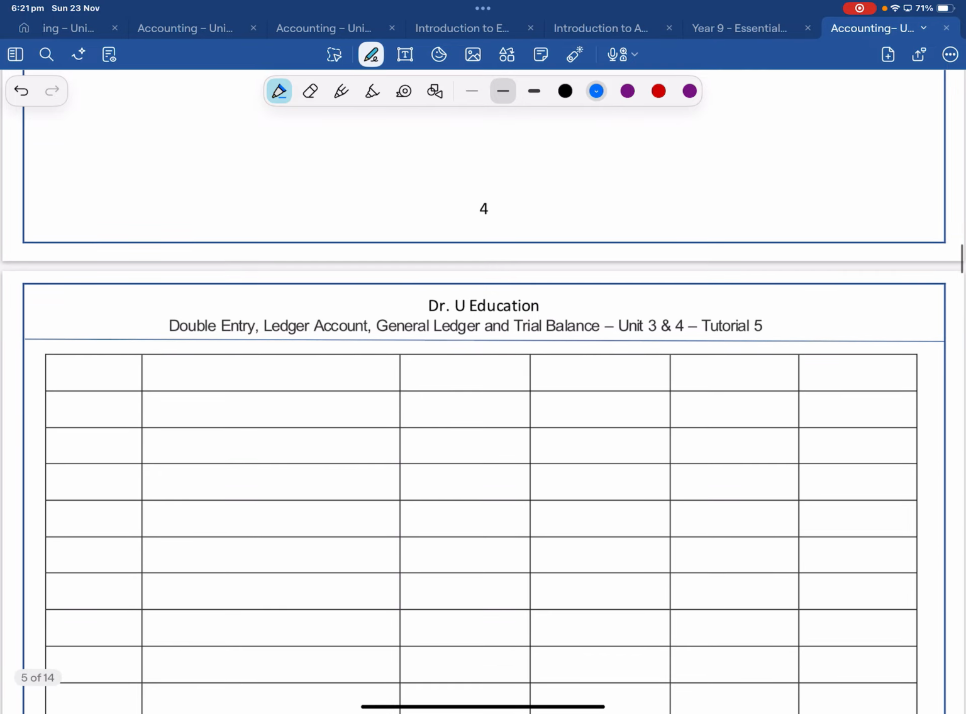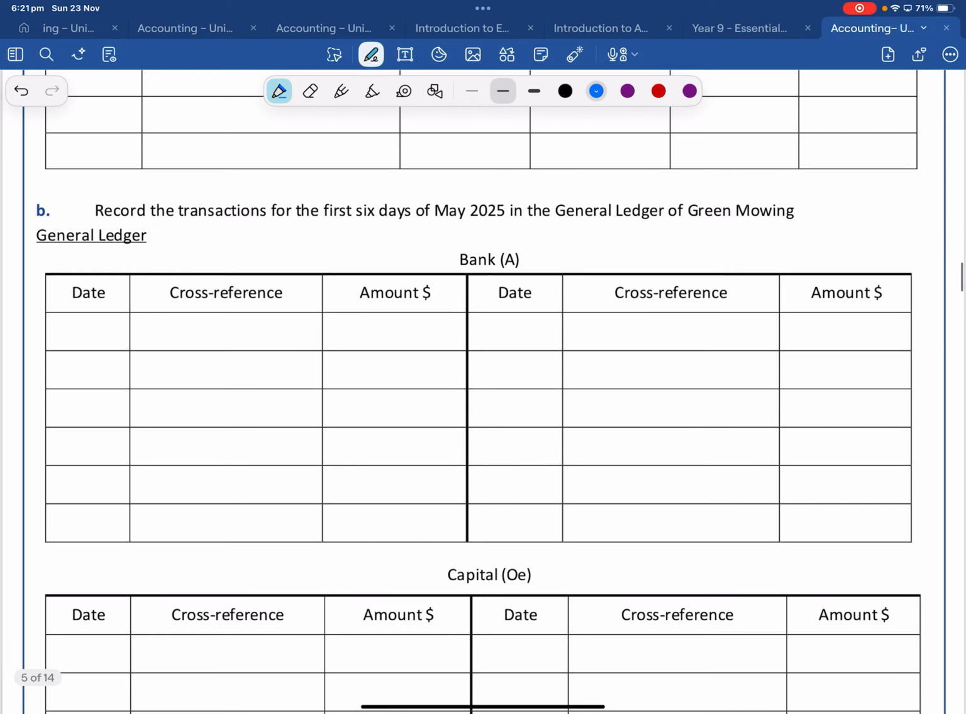What about the capital? Capital we'll record later. First we will go to the bank. Now, which side do we record? The left side, the left hand side, which is the debit. So we'll write the date first, May 1st, and put 40,000 on the debit side. What is the cross reference? Cross reference means the name of the other ledger account, the corresponding ledger account. Capital. Very good.